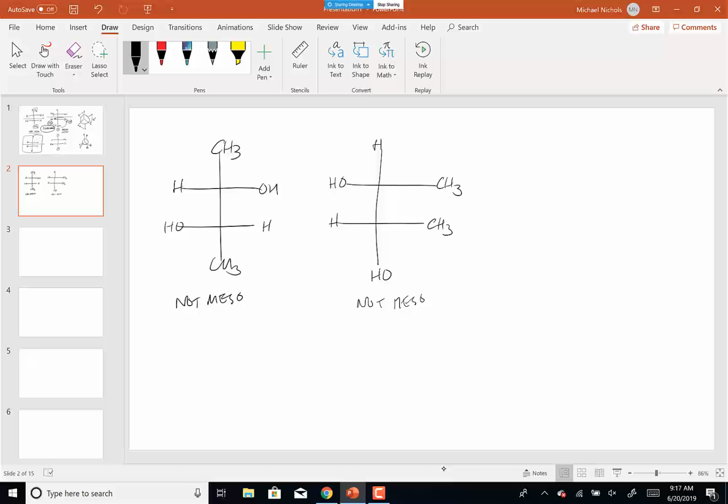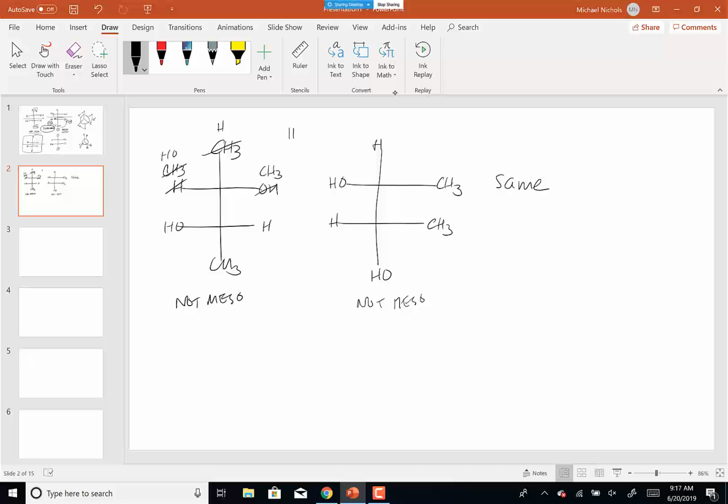So I've got to switch the methyl and the hydrogen in order to line up the hydrogen, and then I've got to switch the OH and the CH3 to now make the left one into the right one. So I did 2 switches on top. And so what does that mean for the top carbon? Is it the same configuration or is it opposite configuration? Same. So the top one is the same.